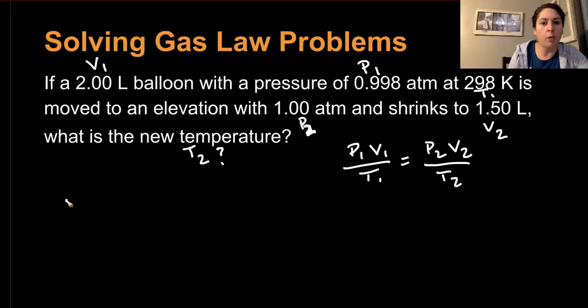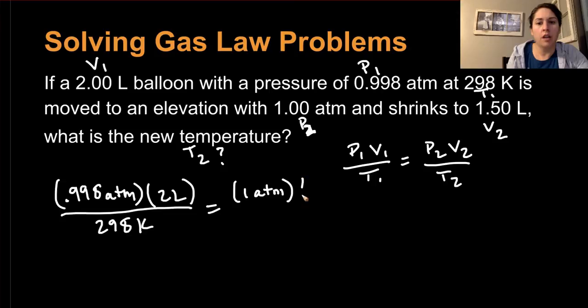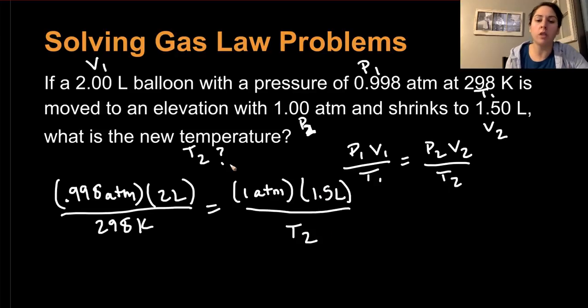So I'm going to plug all of those numbers in. I have 0.998 atmospheres times 2 liters over, and I already have this in Kelvin, that's nice, I don't have to change anything, 298 Kelvin. And that's going to be equal to 1 atmosphere times 1.5 liters divided by T2. And I find that students get really confused if we see our unknown variable down here.